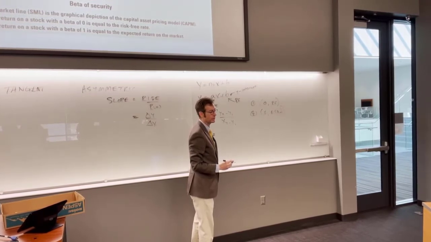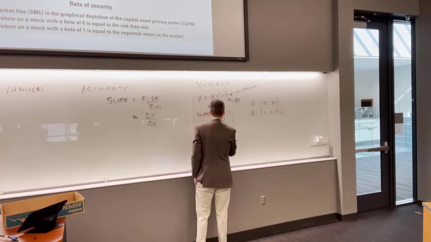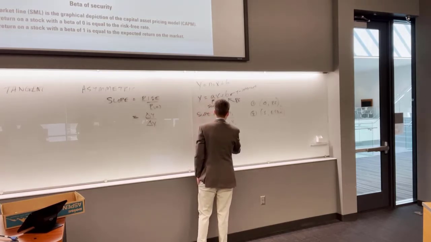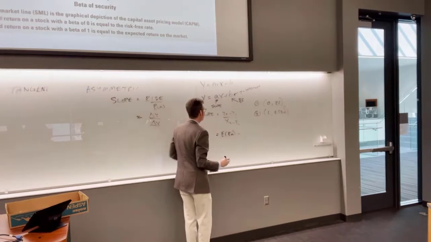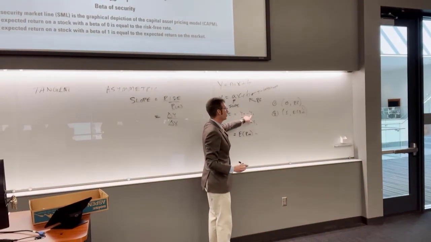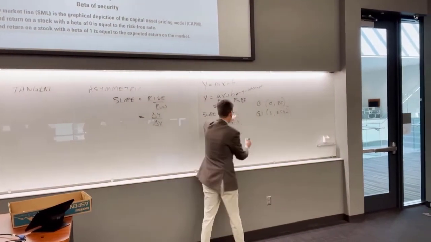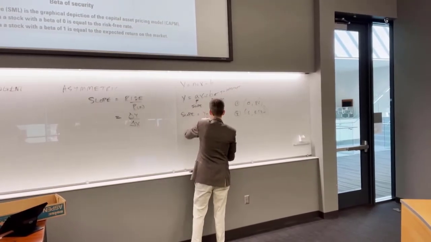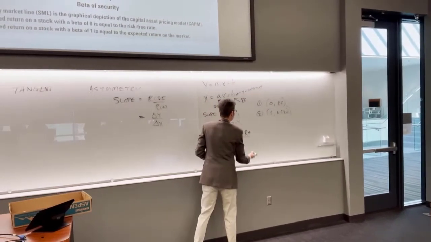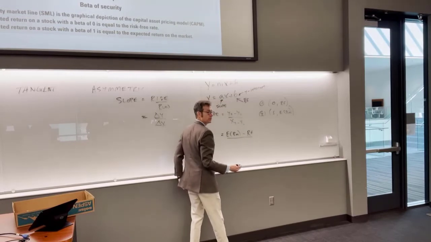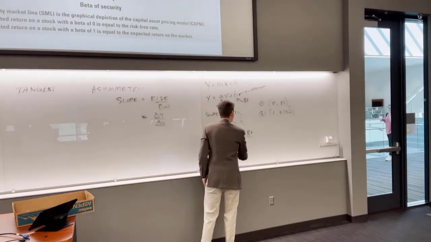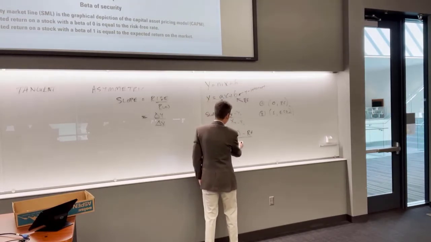Oh my goodness, what comes first, x or y? Very good, the expected return on the market. Can anybody tell me what is the y value for point number 1? Risk-free rate. Yeah, the risk-free rate. Now, going down to the bottom, what is the x value for point number 2? 1. And what is the x value for point number 1?